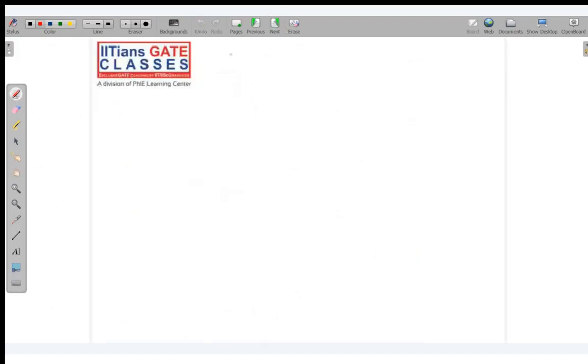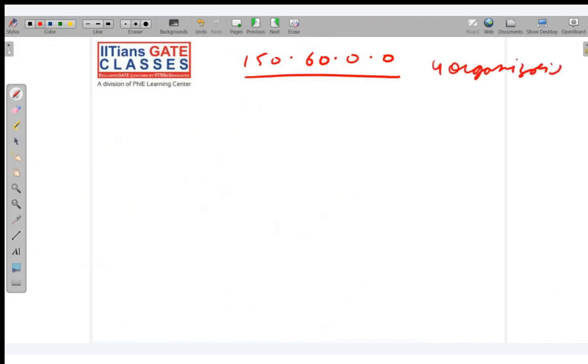So I will say 150.60.0.0. The first address in the block is this, and we want to share it among 4 organizations. Find the first and last IP address of each organization. Now I am going to tell you the fixed procedure. This is class B, right? Yes, sir. It's class B. So the first 2 octets will be fixed. You will never touch them.